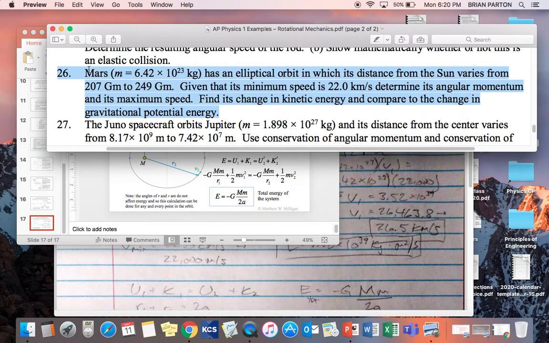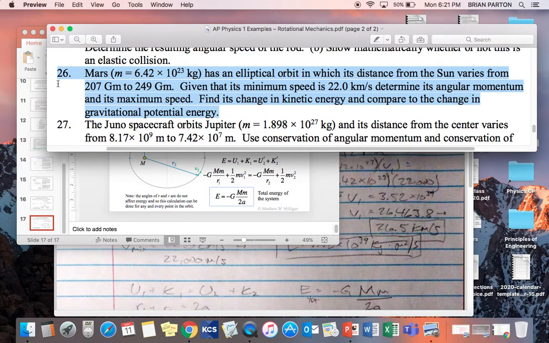Okay, so this is 26 on your classwork problems. Mars, and we get the mass of Mars, has an elliptical orbit in which its distance from the sun varies from 207 gigameters, and gigameters is 10 to the 9th, so that's 207 and 9 zeros, to 249 gigameters. Given that its minimum speed is 22 kilometers per second, and where is that minimum speed going to happen? Is it going to happen at the closest approach or the farthest approach? Yes, it is the farthest approach, because when you maximize R, you minimize speed.